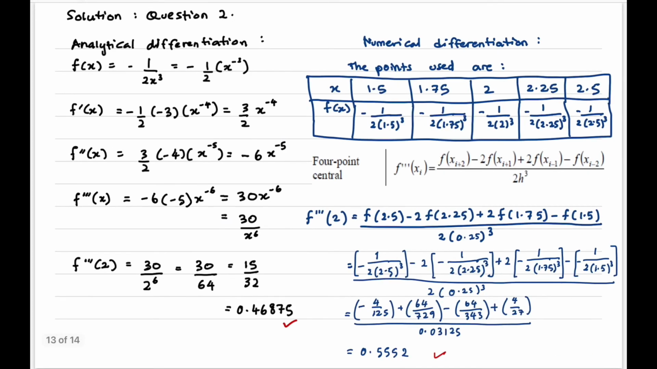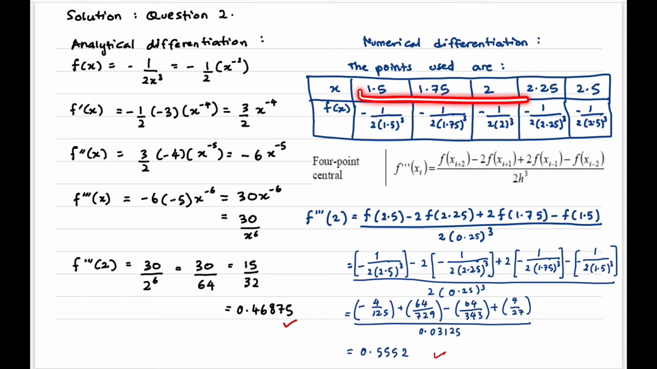Okay, let's look at the solution for question number 2. So this is your f(x). Simplify this, become this. Then differentiate it one time, f prime x, f double prime x, and f triple prime x. Okay, and then substitute x equal to 2, xi equal to 2. Substitute 2, then your f triple prime 2 is equal to 0.46875. And then this is the 5 points given in the question.